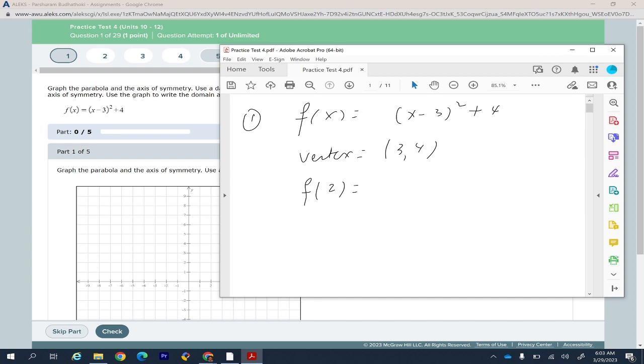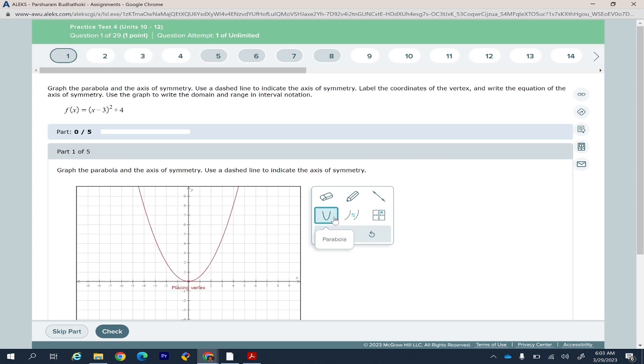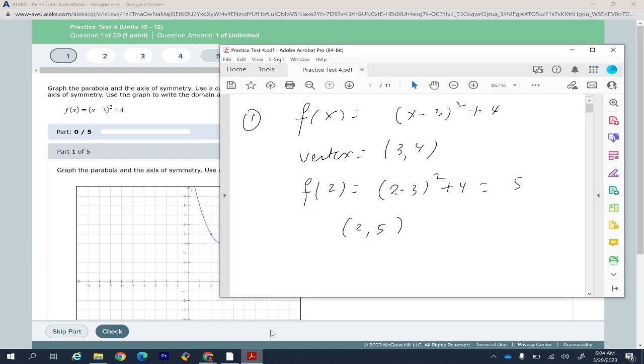When you put x equal to 2 here and do the simplification, that will be 5. So at 2 the value of the function is 5. So I'm going to plot these 2 points. The first one is (3, 4). The second one, it's facing up, so click somewhere, and the point is at (2, 5). You see, when x is 2 the y is 5.